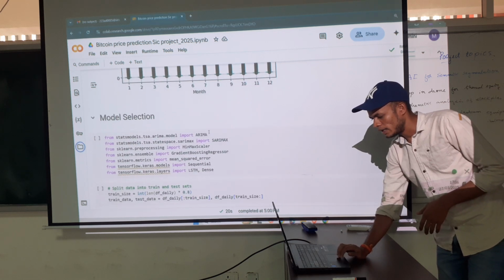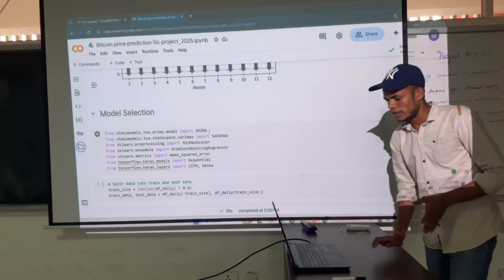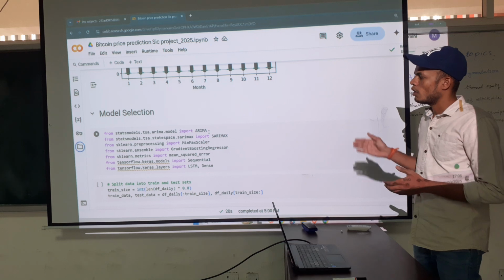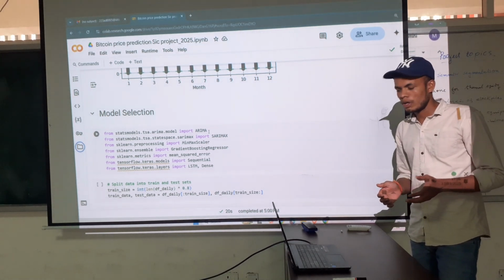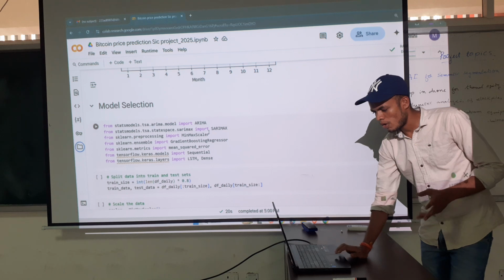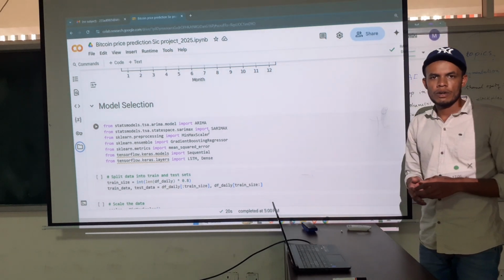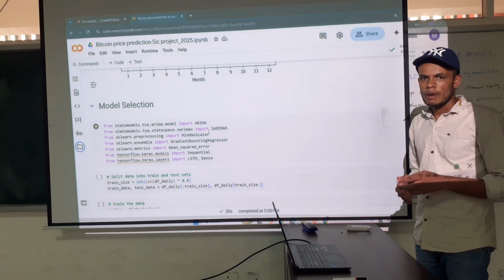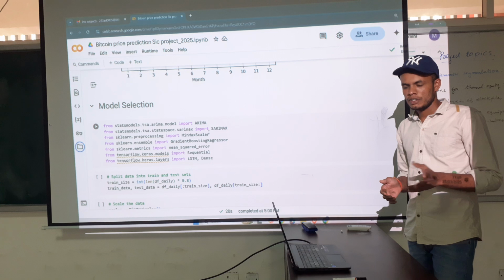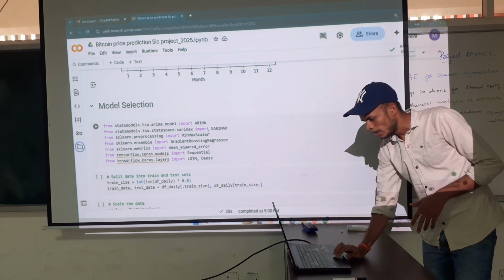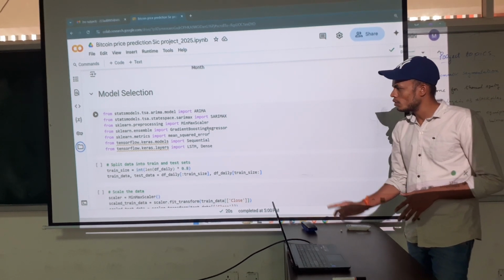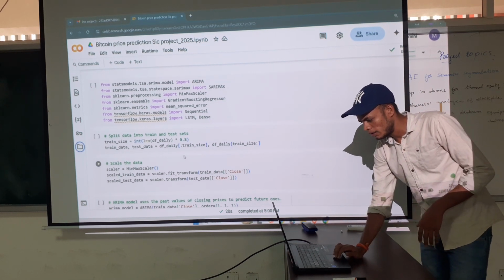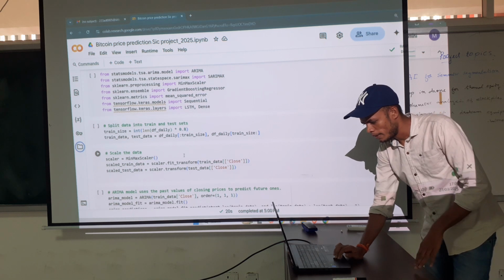Until now we have just checked the trends and the flow of the Bitcoin. Now we are going with model selection. We have gone through models like ARIMA, SARIMAX, and gradient boosting regressor, and lastly we have taken LSTM for the comparison to find the Bitcoin prediction. We imported these using these modules, and trained with an 80 plus 20 split.